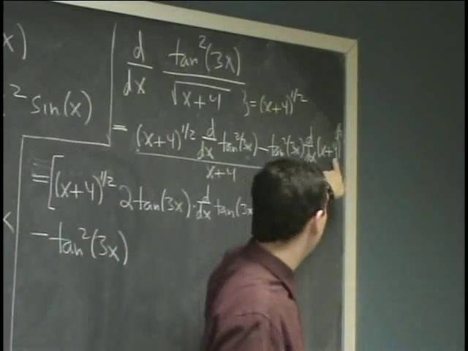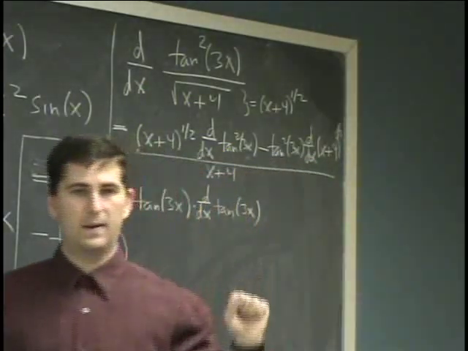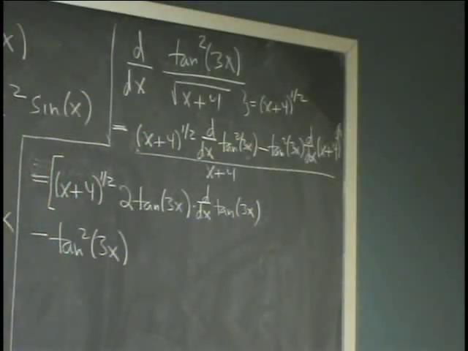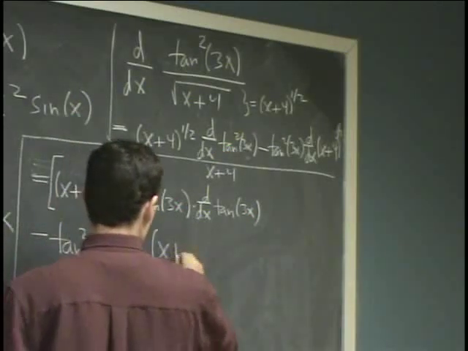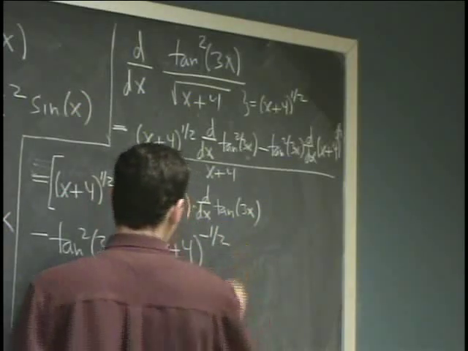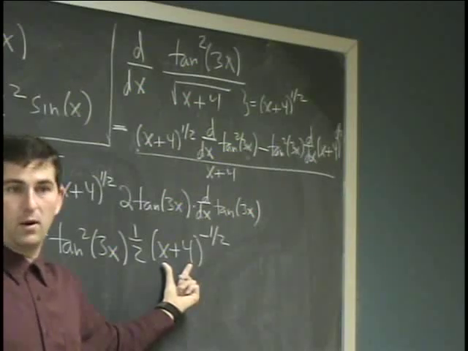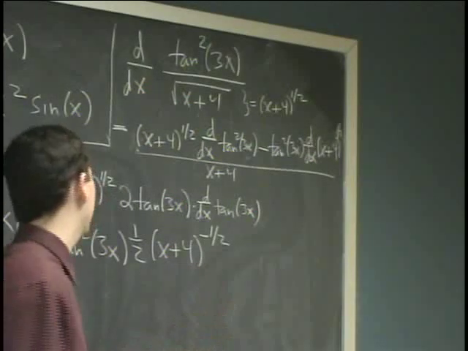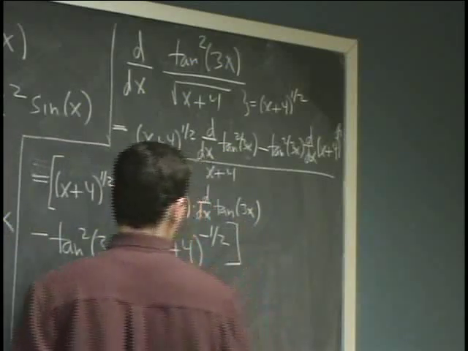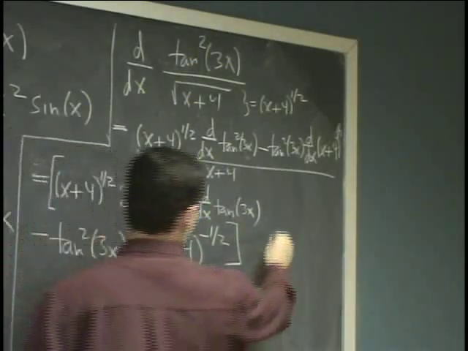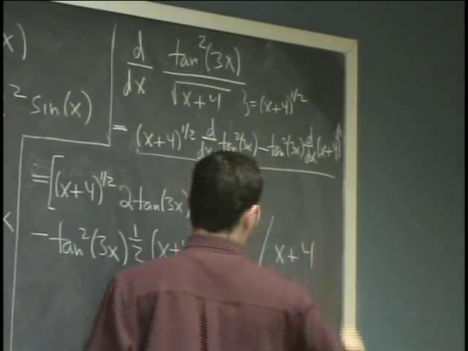Okay, and what about the derivative of x plus 4 to the 1 half? Well, that should be really easy now. What rule am I using again for that? Last one. Power rule and the chain rule, right? Okay, so it's going to be 1 half x plus 4 to the minus 1 half times the derivative of x plus 4. But what's the derivative of x plus 4? 1. Just 1. So I don't need to worry about that. So I have that difference, and then of course I divide everything by x plus 4.